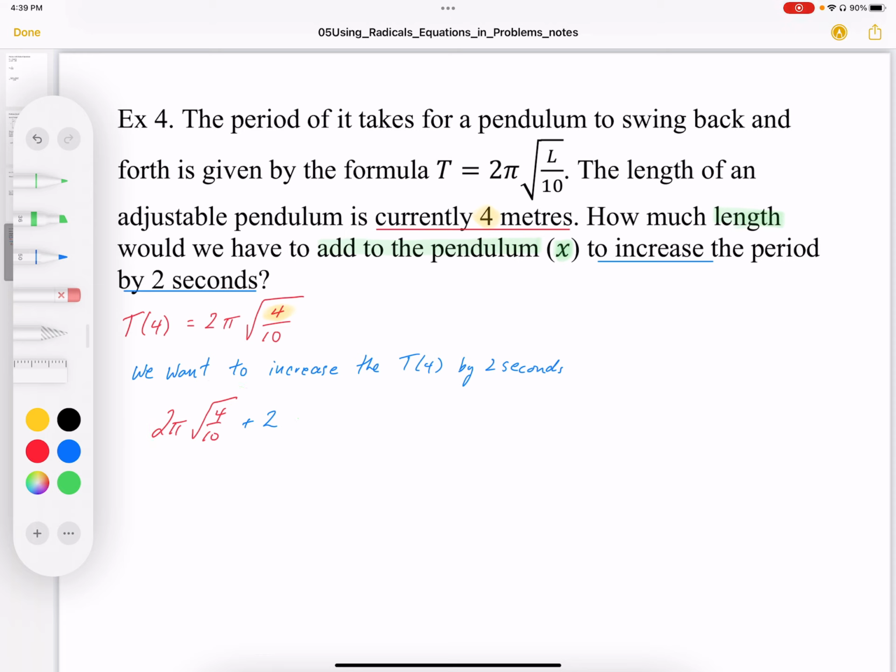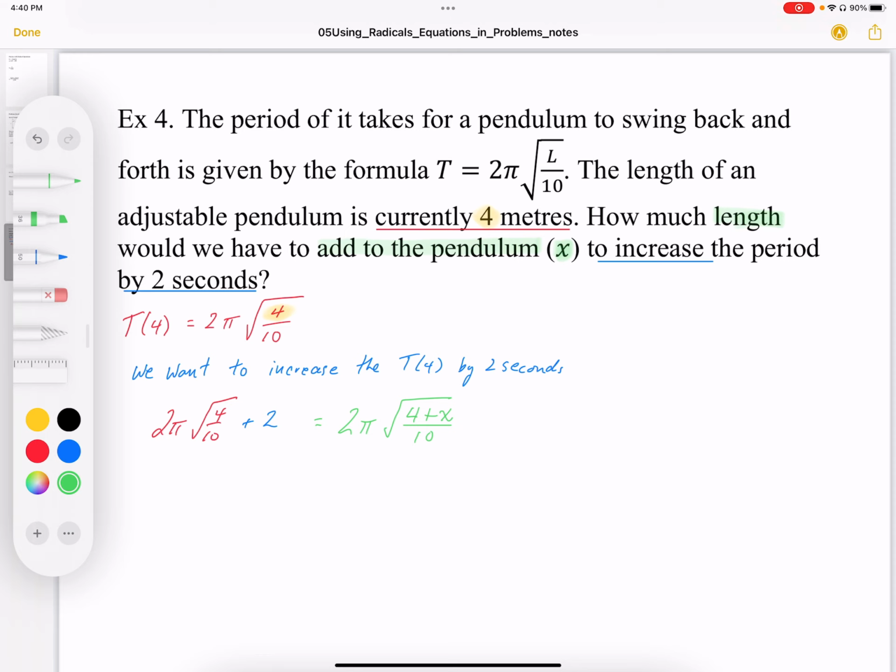So what does that look like? This is our original period plus 2 seconds. That's going to be equivalent to the period formula, so 2 pi square root. The L, now we're going to replace the L with the new length, which is 4 plus the extra x length, over 10. And then we're going to solve this equation for x.